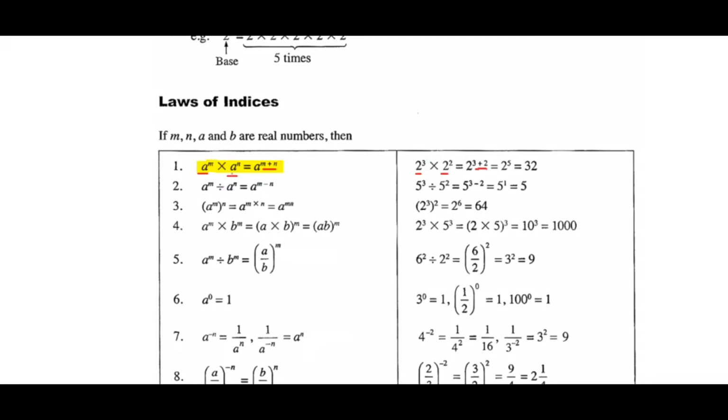The second one is just the opposite. Same base a, but if it's divide, it will be m minus n. If it's times, you add the indices together. If it's divide, you subtract the indices. So rules 1 and 2 are linked. You don't have to spend extra effort remembering number 2, because it is an extension of 1. If I have 5 to the power of 3 divided by 5 squared, very important, the same base, so you can combine them. It goes to 5 to the power of 3 minus 2, because it's divide, so you get 5 to the power of 1, which equals 5.